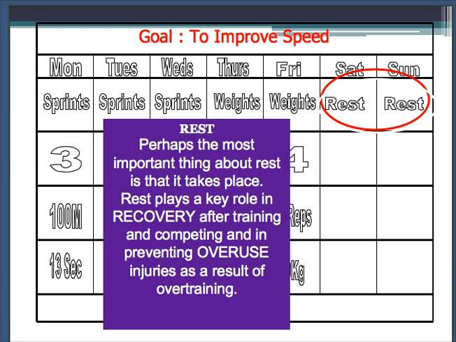For example, if we look at the FITT principle, when we're looking at continuous training, the frequency needs to be 3 to 4 times a week. The intensity would be 60 to 80% of your maximum heart rate. The time would be a minimum of 20 minutes, and the type obviously is continuous training.